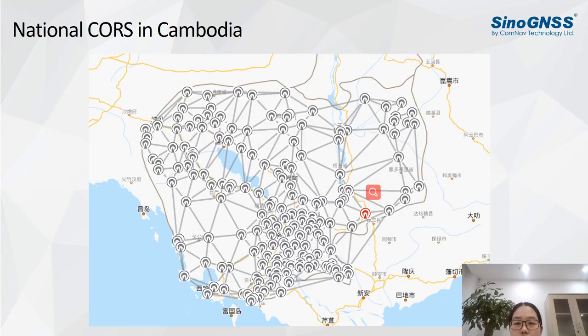And the national CORS in Cambodia. The dealer, together with the local government, plans to build around 200 reference stations around the whole country, and now more than 50 of the reference stations are done, using ComNav reference receivers and ComNav software. And also they are doing the lab.